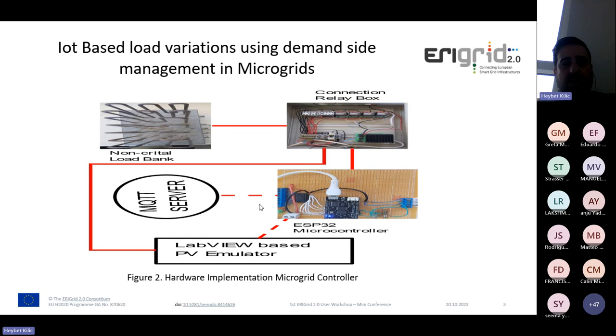And this is the hardware implementation of the load and the PV system. On the upper left side, we have the non-critical loads. These are resistive loads; we consider them as resistive loads. We have connection relay boards to switch the loads on and off according to DCM management. And we have our controllers, and we also use a PV emulator and LabWave interface that emulate a DC power supply as a PV system. And as we mentioned, the IoT-based MQTT server connects all this hardware and software.